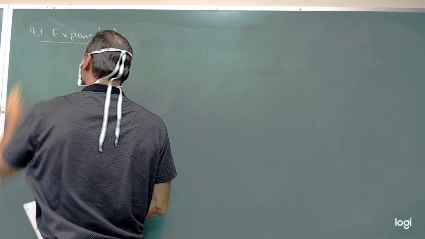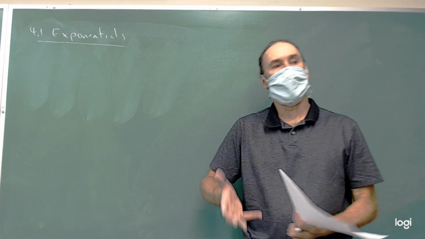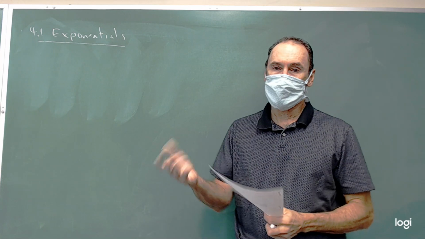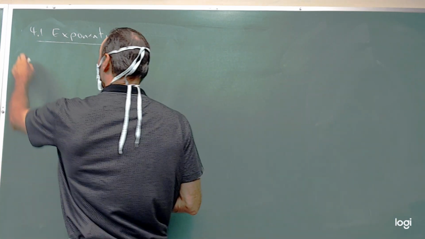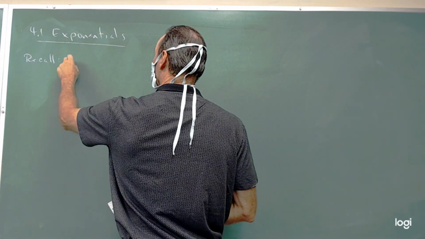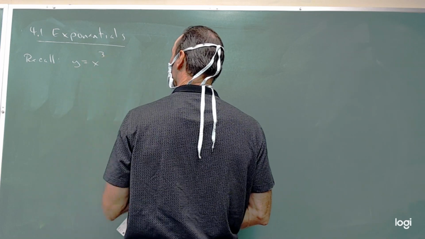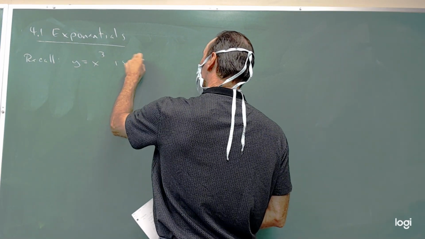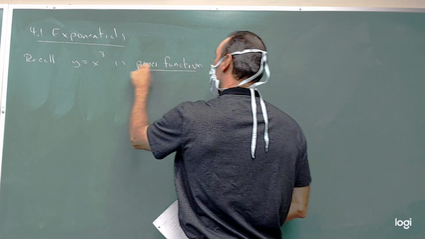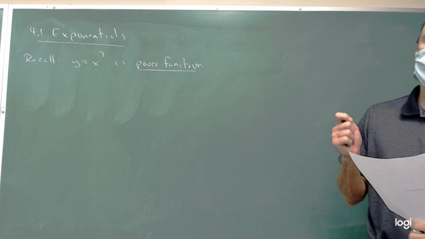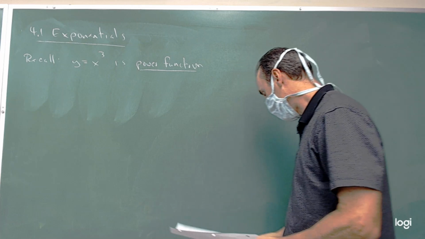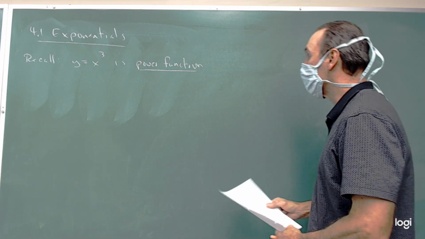So what we want to do is compare and contrast the stuff we've been doing, those linear functions and the power functions, with a new function, exponentials. Recall that y equals x squared, or y equals x to the third, is what we call a power function. When the variable is the base of the exponent, and the exponent is just a number, that's known as a power function.